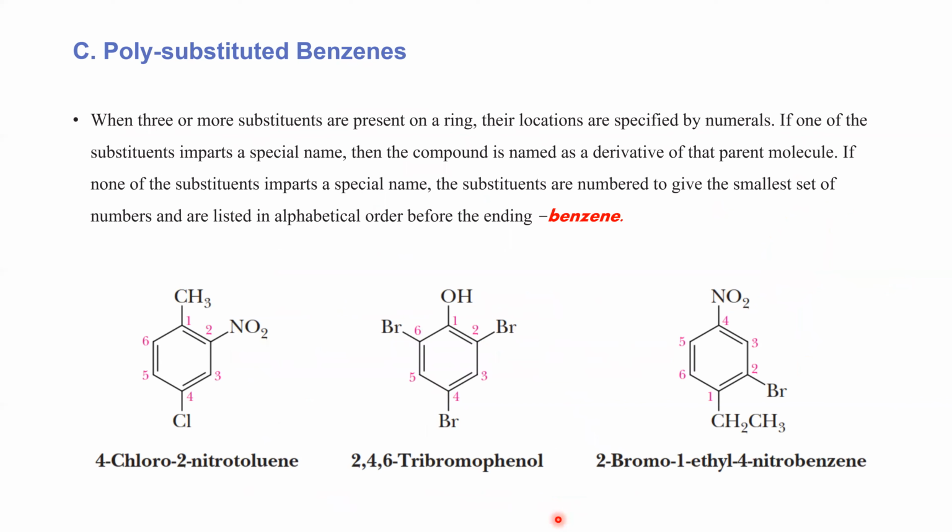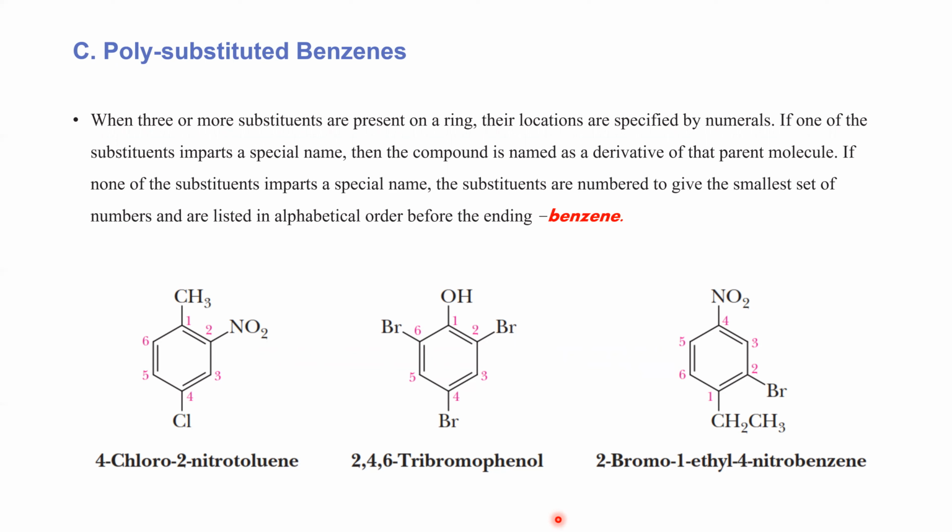Now, the next is the polysubstituted benzene structures. So where there are more substitutions, three or more substitutions on the aromatic rings, they are grouped as polysubstituted benzenes. So again, you have to mention their names in alphabetical order, and you will number these for naming, and there will be numerals for mentioning their positions.